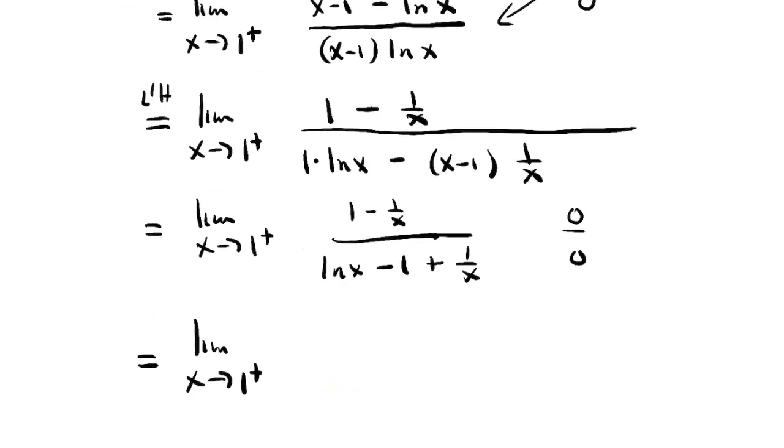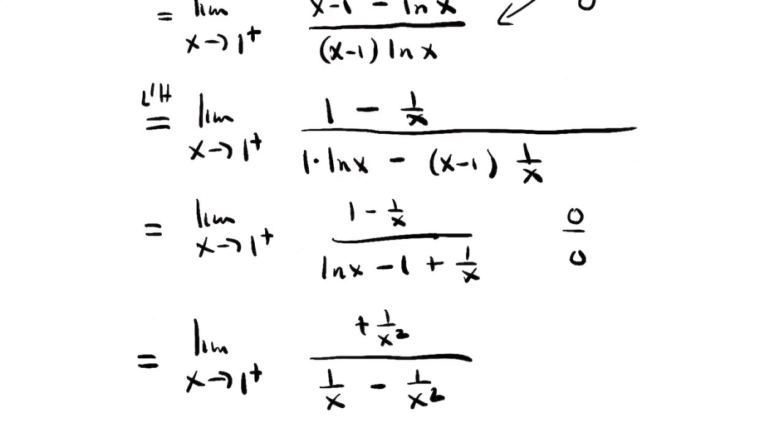All right, so differentiating again, top and bottom. The derivative of the top this time is minus 1 over x squared. Excuse me, it's plus 1 over x squared. Derivative of log is 1 over x. The derivative of 1 over x is minus 1 over x squared.